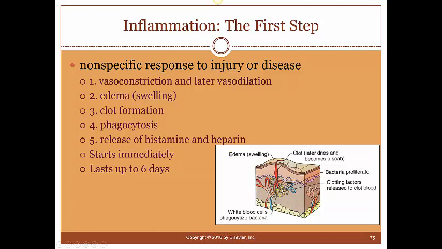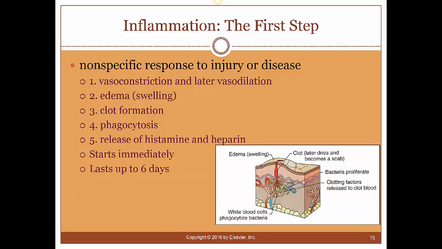And so actually edema has a role that it plays as far as making it easier for white blood cells to get in there and actually make it easier for some of the cells to move around, some of the fibroblasts to start healing. These things happen really fast after an injury, and along with this is clot formation.